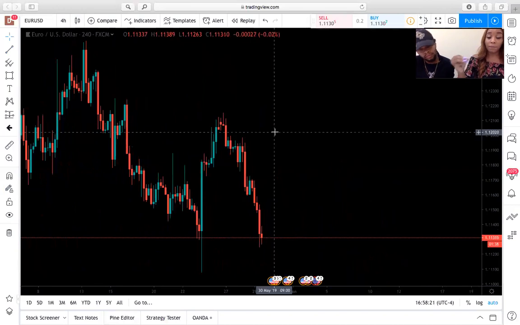So the smaller time frames give you a breakdown of what's happening. So if you don't see it on a bigger time frame, you have to go to the lower ones to get an understanding of what's going on.